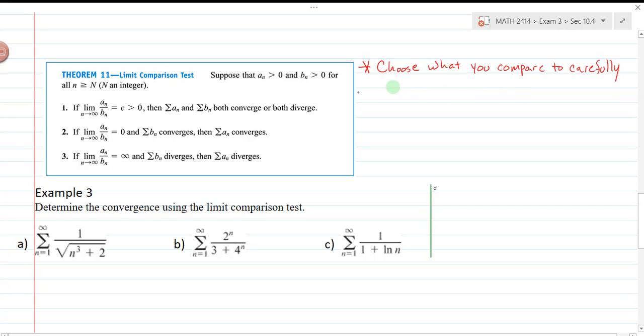Typically, we want to just strip away the constants, and that's how we choose what we want to compare to. But you've got to know whether or not that series converges or diverges when you're choosing to compare it. If the limit as n approaches infinity of a sub n over b sub n is equal to 0, and the series that you're comparing it to converges, then your series will converge as well. If the limit of that ratio is equal to infinity and b sub n diverges, then we say that your series diverges as well.